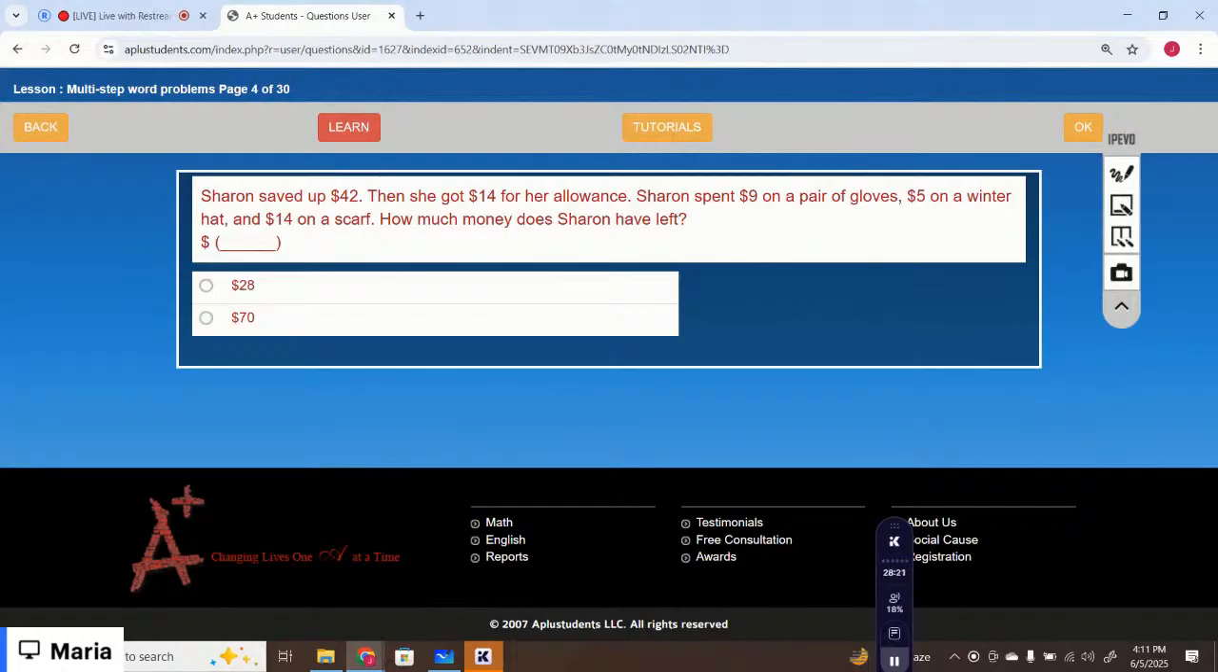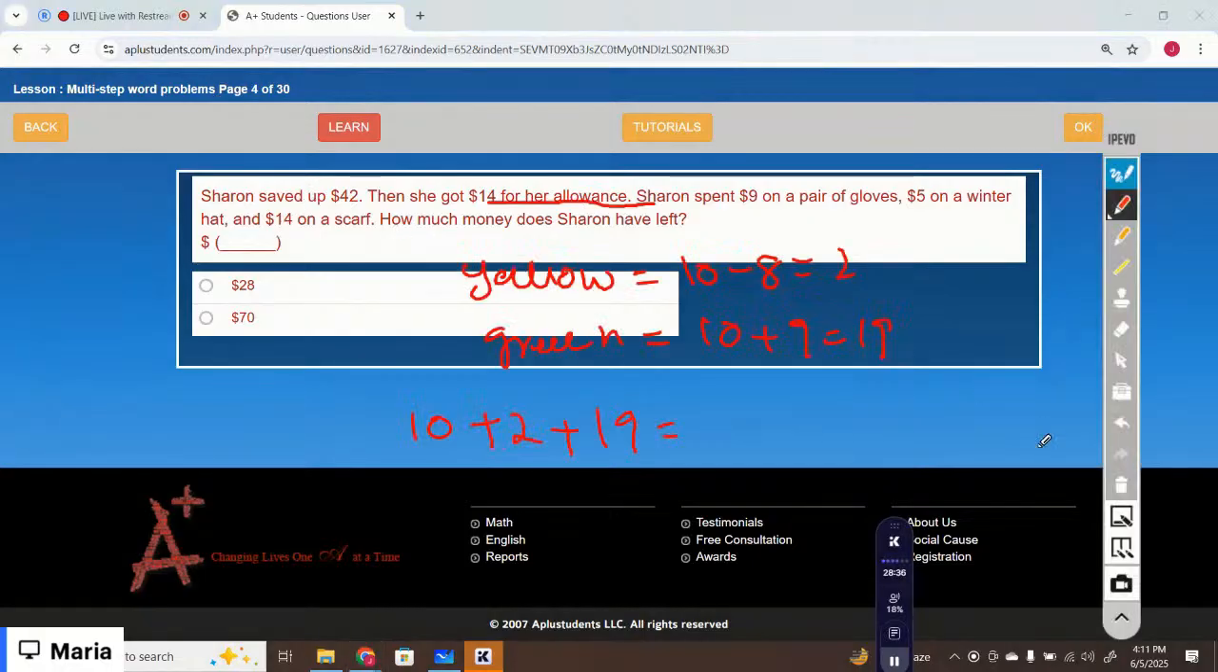Sharon saved up $42. Then she got $14 for her allowance. Sharon spent $9 on a pair of gloves, $5 on a winter hat, and $14 on a scarf. How much money did Sharon have left? So we saved up 42 plus we got 14 allowance.